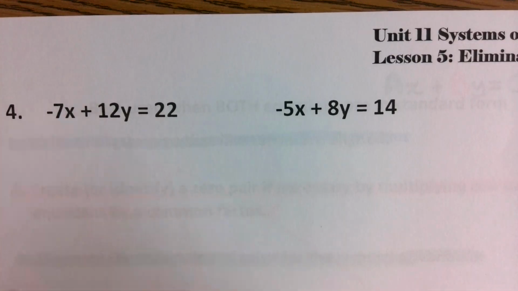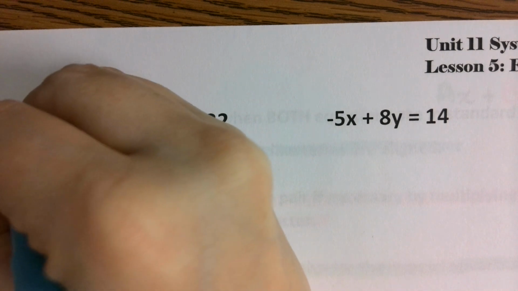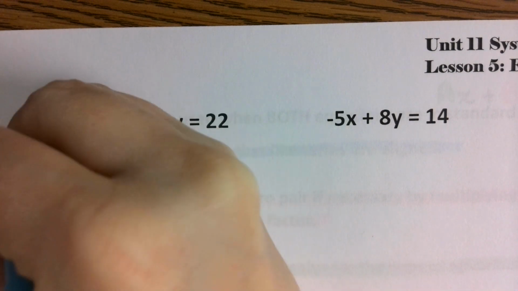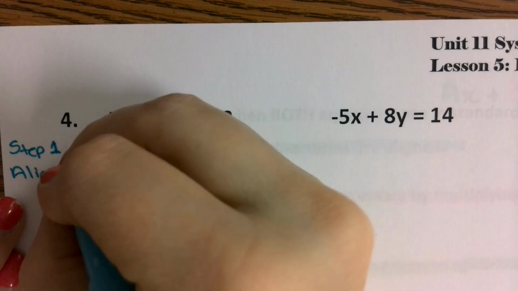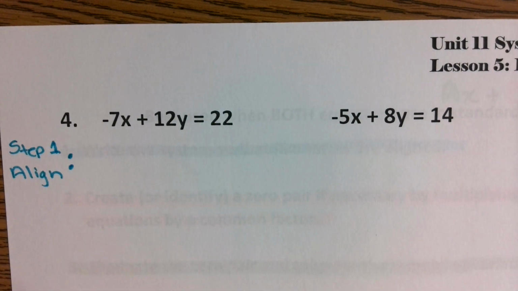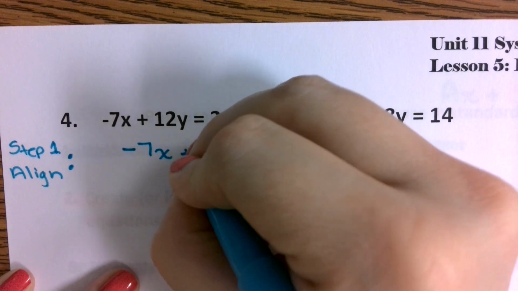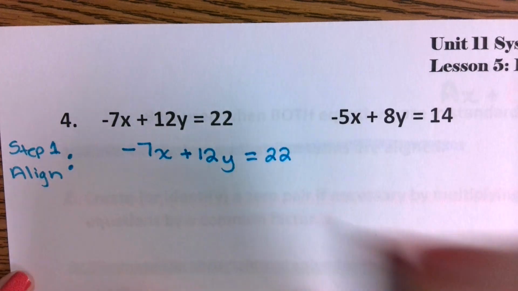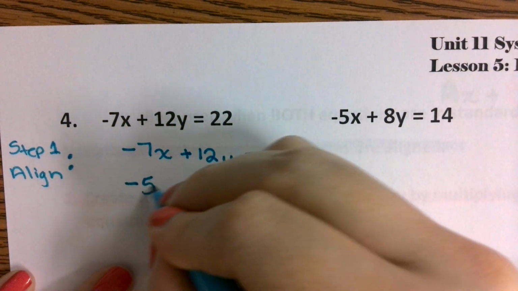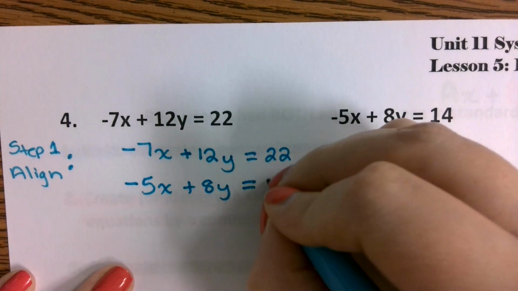So for problem 4, again, I'm going to go through the process of aligning first. That's always going to be my very first step. Step 1 is always going to be to align. It does not matter the way that I align it as long as I am consistent. So I'm going to go ahead and start with negative 7x plus 12y is equal to 22. And then negative 5x plus 8y is equal to 14.